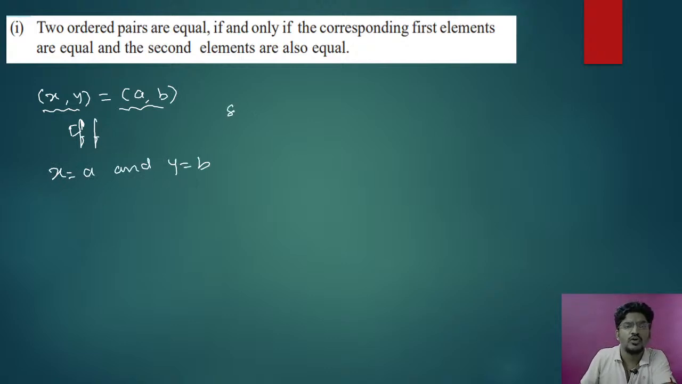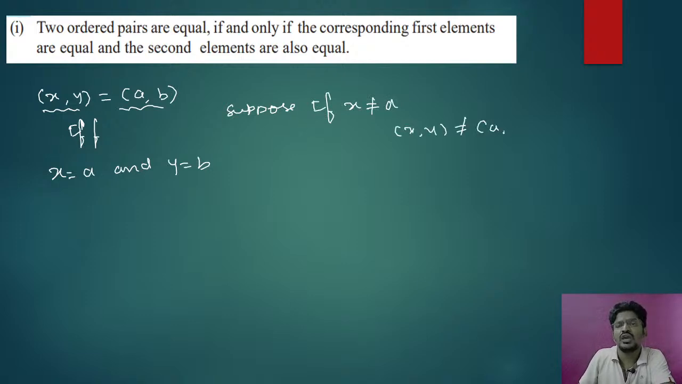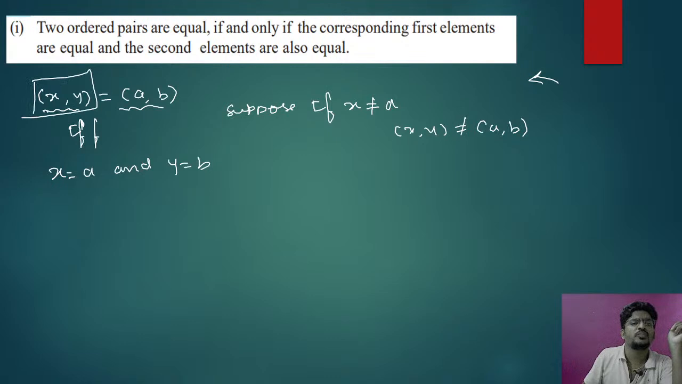Suppose, see here, if x is not equal to a, then (x, y) will not be equal to (a, b). The meaning of this is, these two ordered pairs are equal if and only if the first elements are equal and the corresponding second elements are also equal.